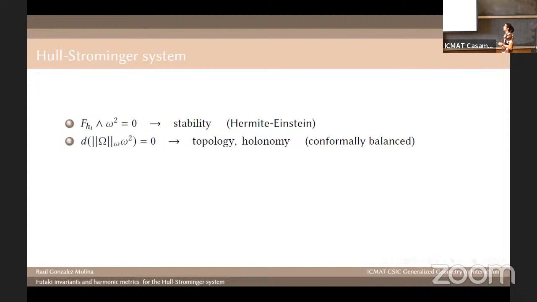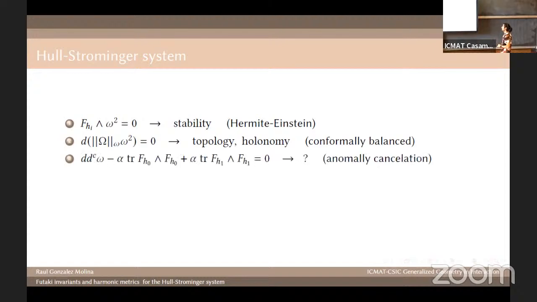Then the second one, apart from being a condition for a balanced class, also tells us about some restriction on the complex topology of the manifold. Not every manifold admits this. And also it has a hidden holonomy condition. The Bismut connection for this metric will have reduced holonomy in the special unitary group. It's called conformally balanced. And then the third one, the most mysterious equation in the system, is the so-called anomaly cancellation equation, or the heterotic Bianchi identity.